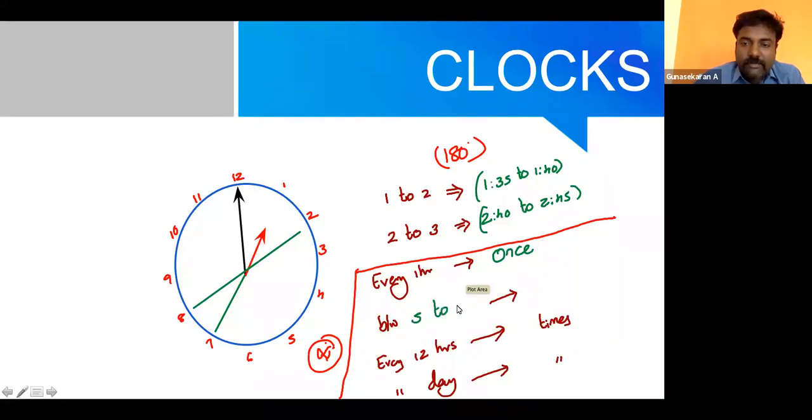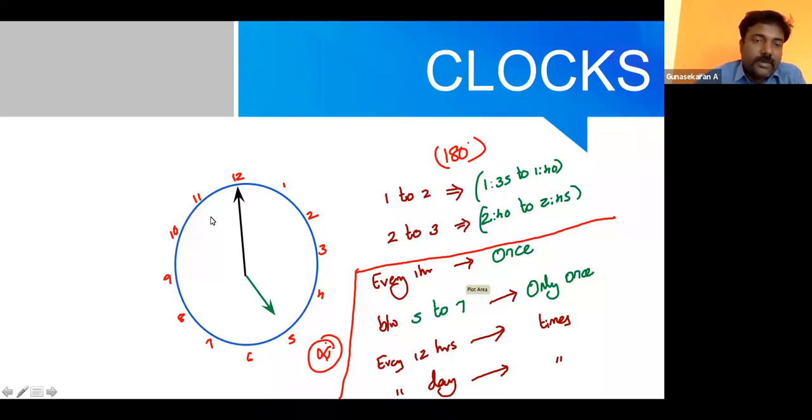Now do the rotation from 5 to 7. 5 o'clock to 7 o'clock. Start from 5 o'clock. At what time does the 180 situation come? How many times does it come? Only once. No, not 5:55. In 55 minutes, it would have moved 27 degrees.